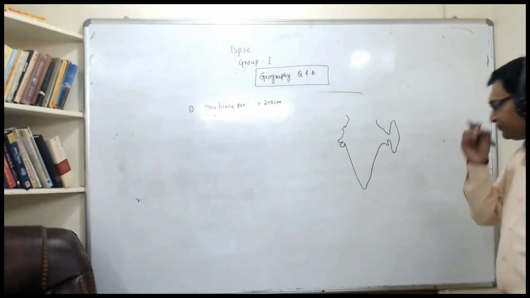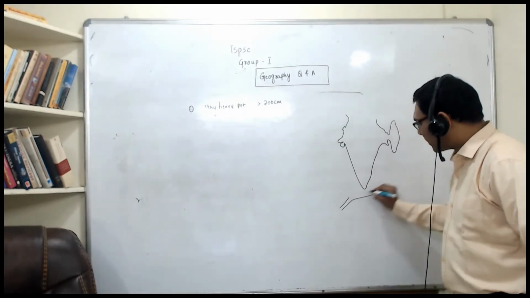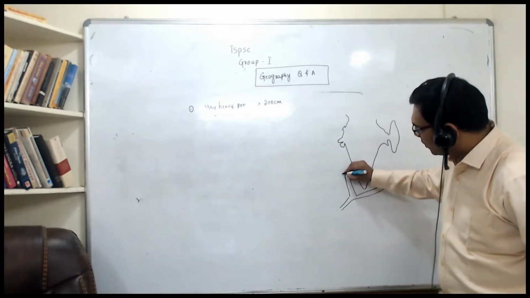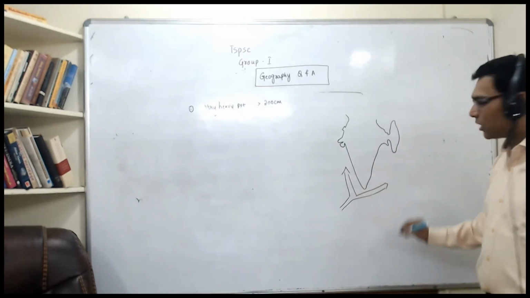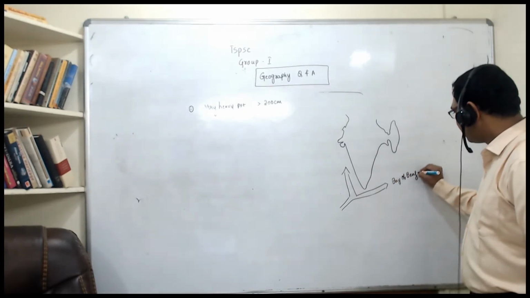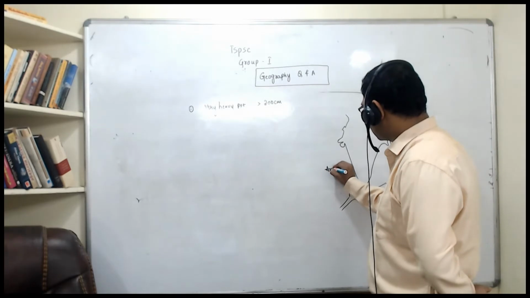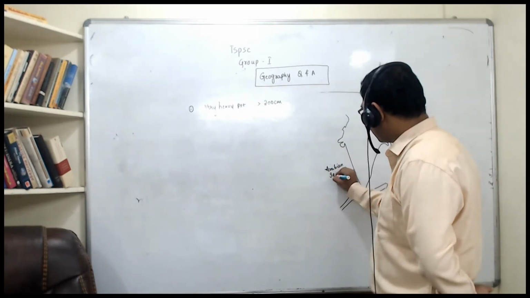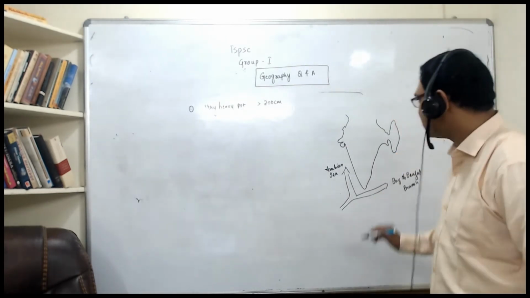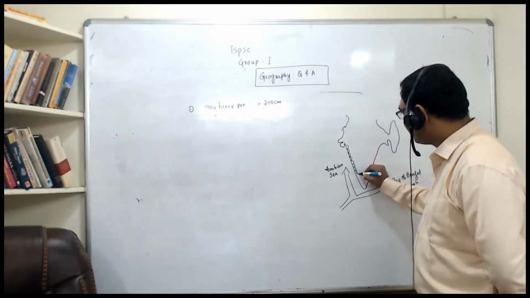Simple. When the monsoons arrive, they are divided into two branches. One branch is called the Bay of Bengal branch, the other is called the Arabian Sea branch. Now if you look at this Arabian Sea branch, if these are the mountains which are there, which mountains is this?